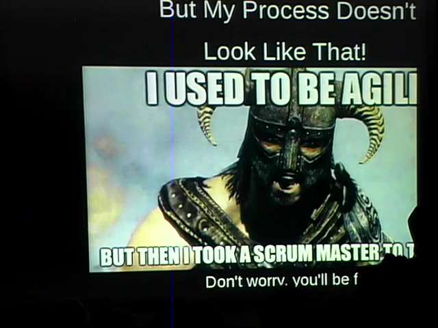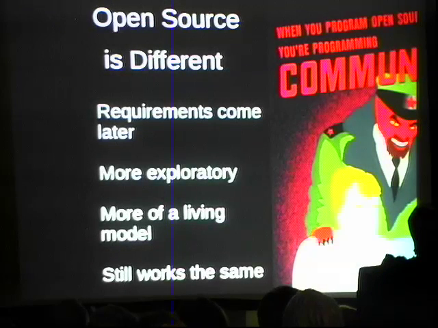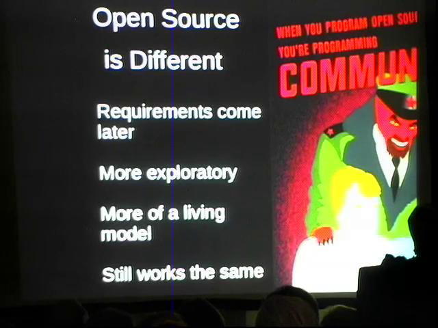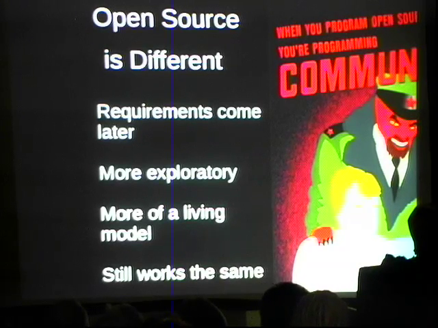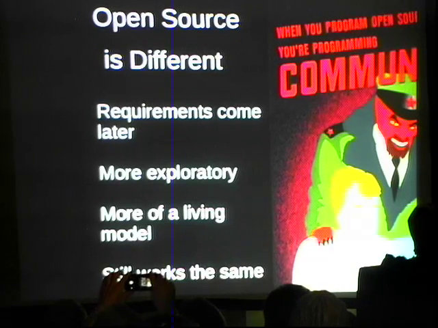Where each step happens changes a little bit, but it's basically the same system. Open source is a little bit different. It's sort of like agile and then a bit more. Requirements tend to come a lot later in a lot of open source projects, maybe 6 months or a year after people start writing code, sometimes 3 years, they figure out what they were writing.